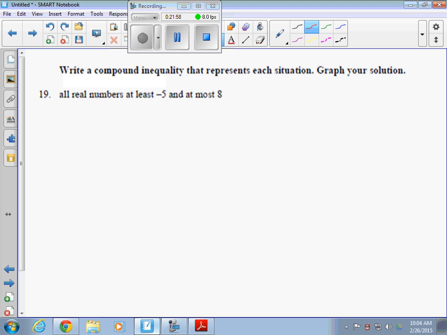Number 19 says write a compound inequality that represents each solution and graph your solution. We're going to graph it on a number line since all we're dealing with is one variable right here. All real numbers at least negative 5. So think about what's going on. At least negative 5. So x and negative 5, we want to put something right there. At least negative 5 means negative 5 or bigger. So x has to be greater than or equal to negative 5.